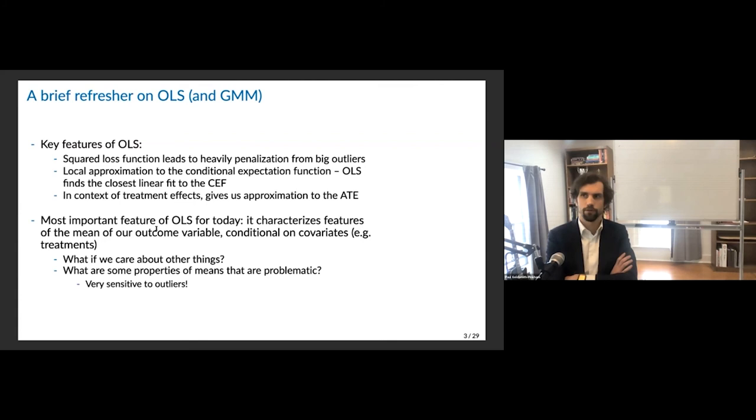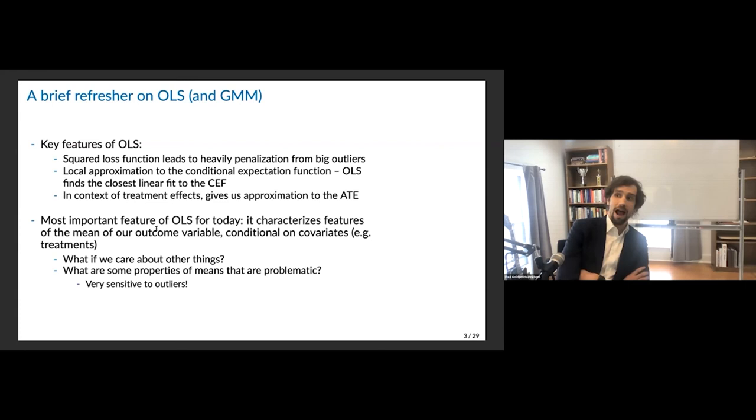The other key feature, which maybe sounds obvious but is important for what we're going to talk about today, is that it's characterizing features of the average of our outcome variable. Conditional on covariates, like the treatment, it's going to give us conditional expectations, conditional means. Because it's approximating the conditional expectation function, it's going to try to give us a good approximation of what the CEF looks like.